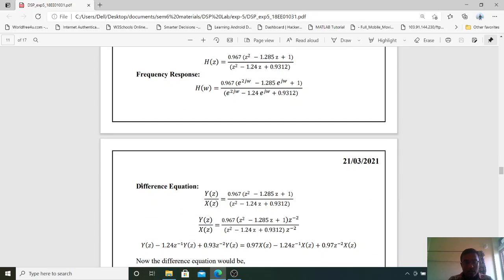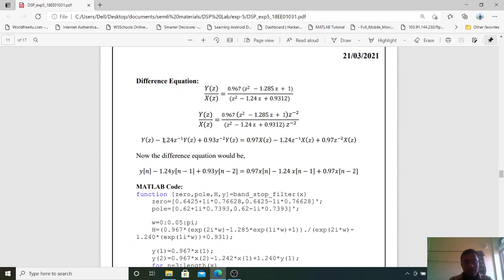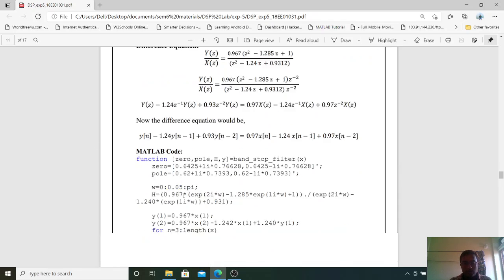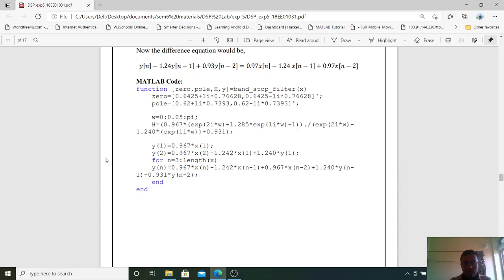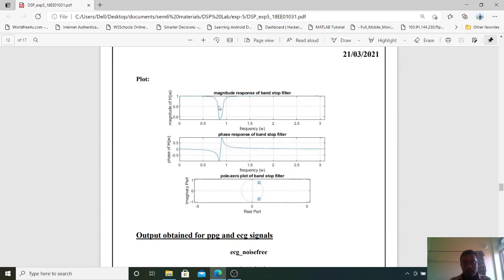After that, for getting the difference equation, we will again do the same thing: Y(z)/X(z) is equal to this, and again multiplying z to the power minus 2 to numerator and denominator, getting this equation. After that, just take the inverse z-transform to get the difference equation of the band stop filter. So I got this as the difference equation. This is our MATLAB code, and this is the plot of magnitude response.